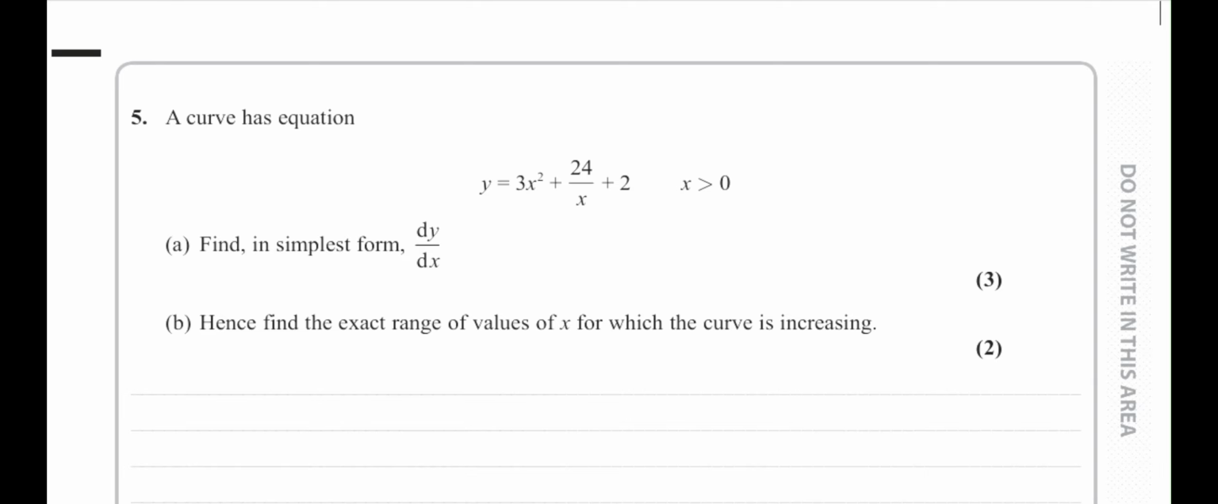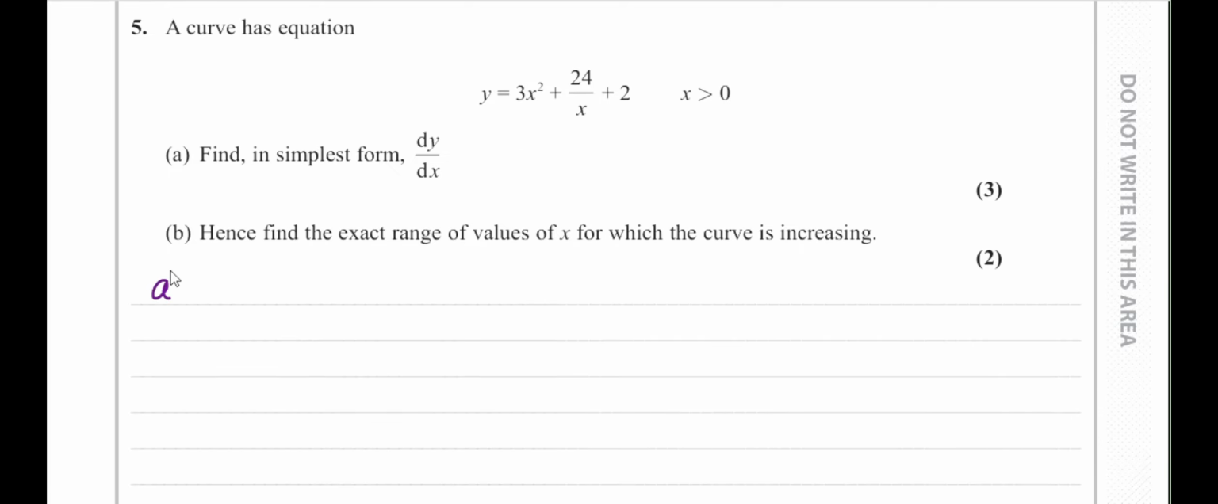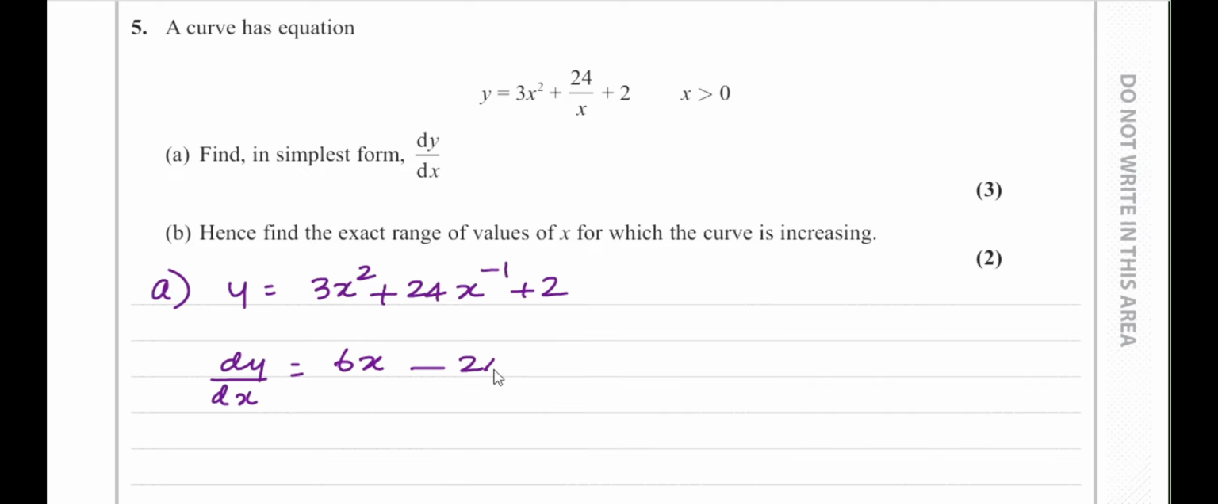Question 5. A curve has equation y equals 3x squared plus 24 over x plus 2 where x is greater than 0. Find in simplest form dy by dx. Let's rewrite the equation in the form of indices: y equals 3x squared plus 24 x to the power of minus 1 plus 2. Differentiating, we get dy by dx equals 6x minus 24 x to the power of minus 2 plus 0, which can be simplified as 6 bracket x minus 4 over x squared.